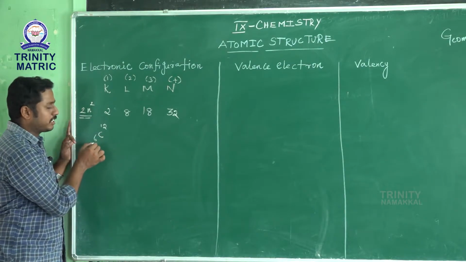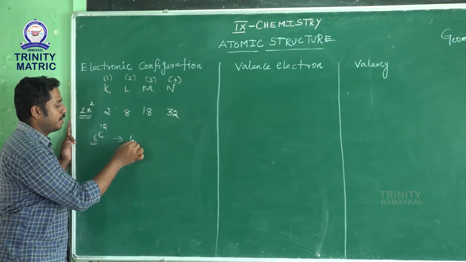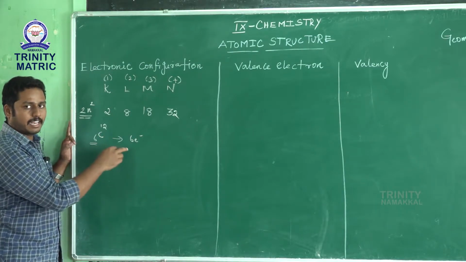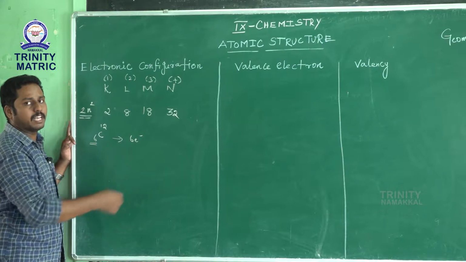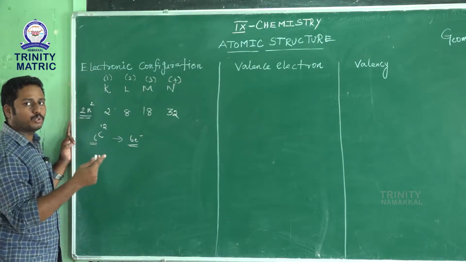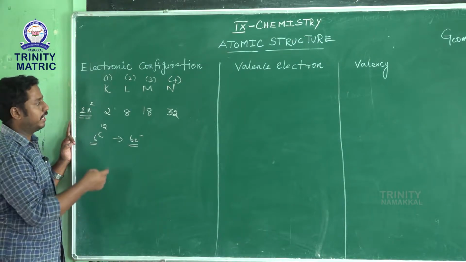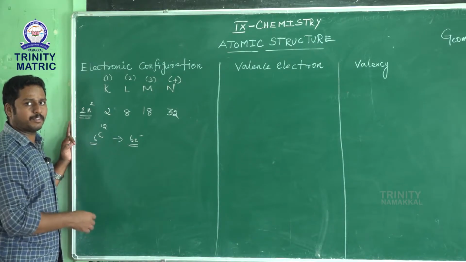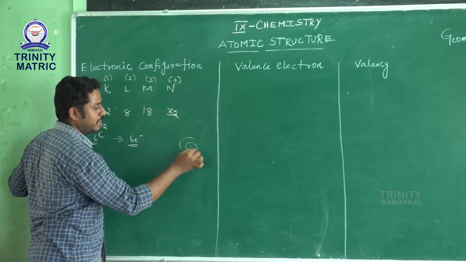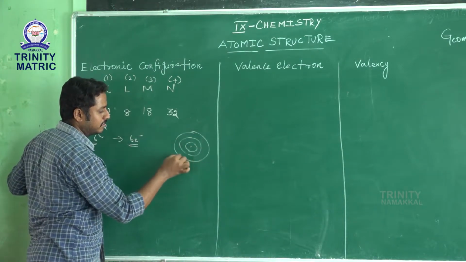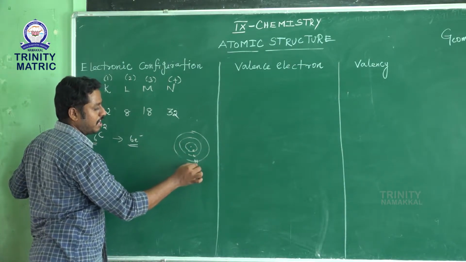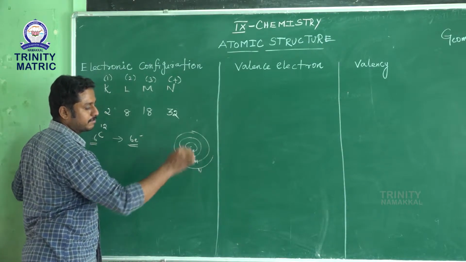Next, totally how many electrons in carbon? Carbon has 6 electrons. So next I will arrange the electrons present in carbon in the respective shells. I have totally 6 electrons. The first 2 electrons enter into the K shell, because the K shell is the first shell from the nucleus. Consider this is the nucleus: the first shell is K, the second shell is L, the third shell is M and the fourth shell is N.